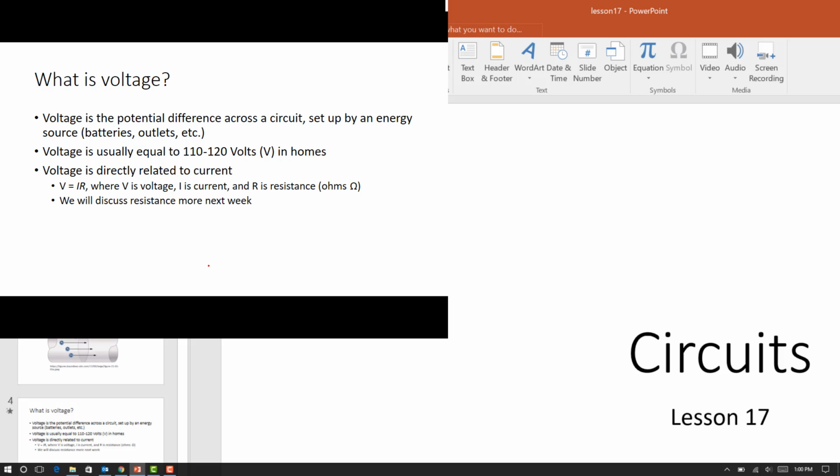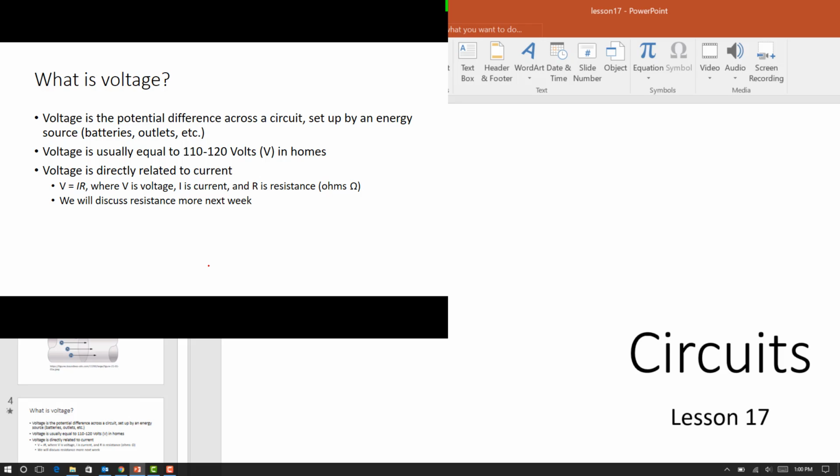So we'll discuss resistance more next week, but right now you should see that as long as resistance remains the same, if you increase current, you're going to increase the amount of voltage, and vice versa. If resistance remains the same, if you increase voltage, you're going to increase the amount of current. Okay? So think about these concepts for a little bit before we start solving problems together.